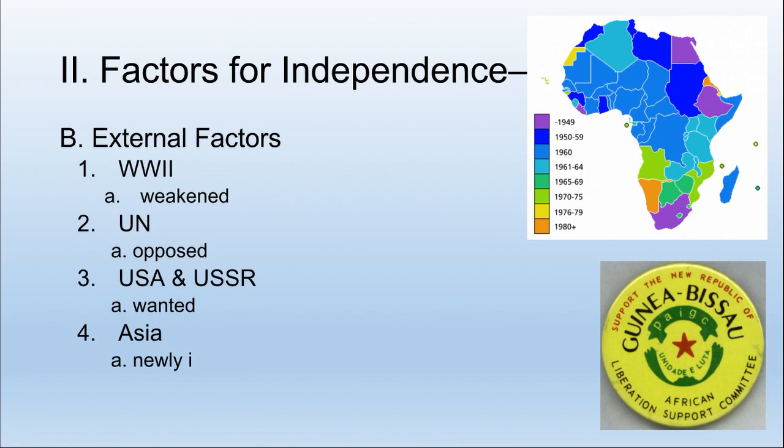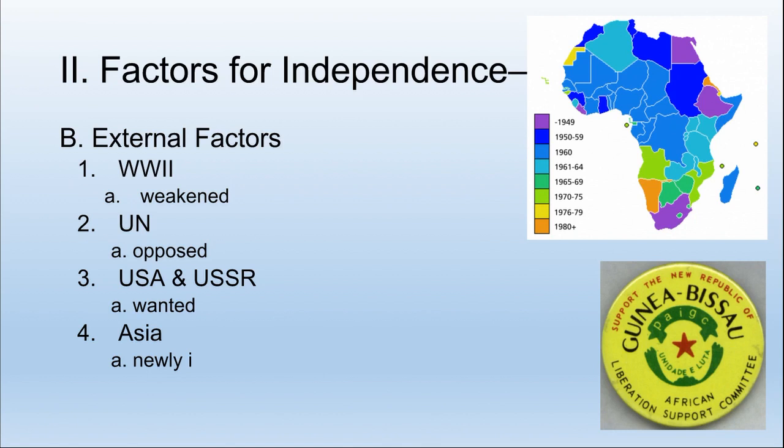The United Nations, newly formed, is going to oppose colonialism. As we've learned in the Universal Declaration of Human Rights, colonialism flies in the face of a lot of what the UDHR stands for. So the UN is going to oppose colonialism. The United States and the Soviet Union, during the Cold War, want more allies. So they are going to support independence, because a new independent nation could be a new ally for either America or the Soviet Union. So they want new countries for their allies.